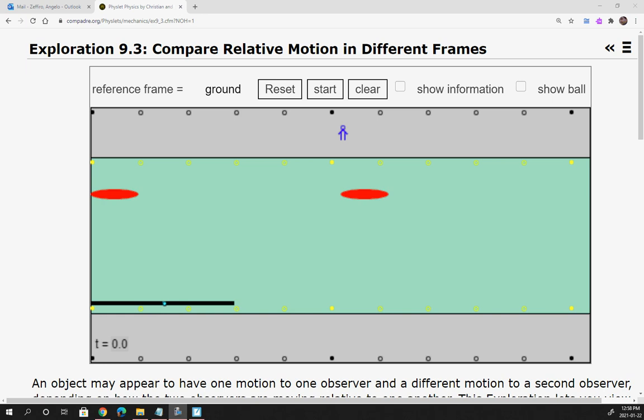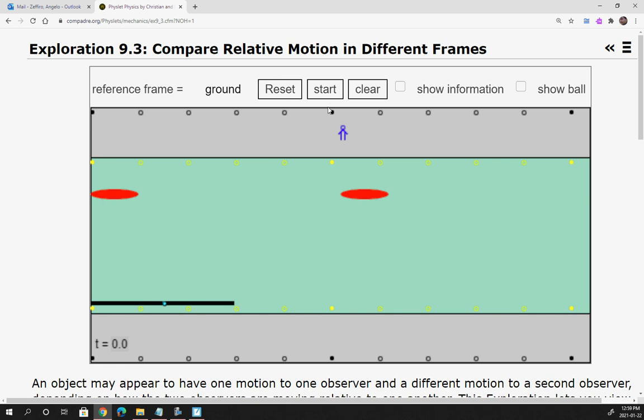So what I found here is a neat little animation. It's available online. I'll put the link to it. It tries to show you how things would look as they move depending on your reference frame. And the reference frames are the ground, the person, the river, a boat in the river. What else do we have here? Anything else? No, it looks like this is a barge that moves along at the speed of the river.